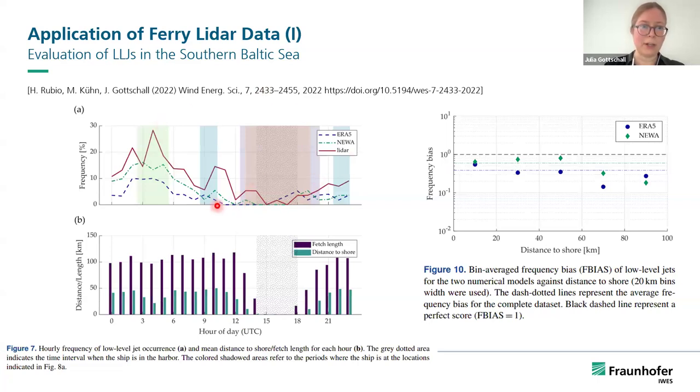And this is the main result. So here you have on the left-hand side the frequency of the low-level jets, I won't go into the details of the definition here, the statistics for different hours of the day for the three different data sets. And also to remind you, this red shaded area is what we did not study any further. Oh no, you do see it here.